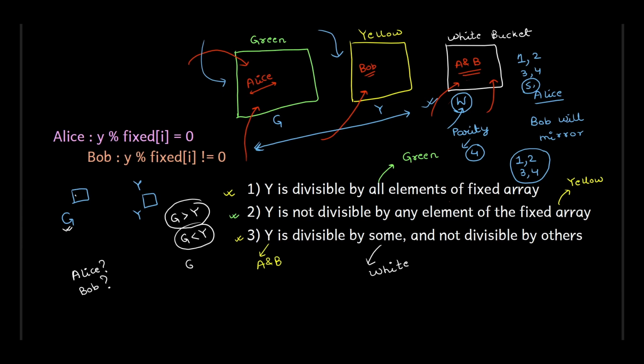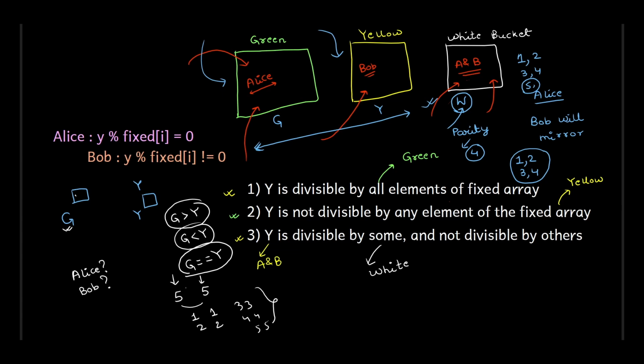But the only catch is if G is equal to Y. If Alice is starting the game and both of them have 5 elements in their buckets each, then every time Alice does a move, Bob can mirror the same. So 1 1 and then 2 2, 3 3, 4 4, 5 5, and then Alice will be the first one to run out of moves if Alice started the game.